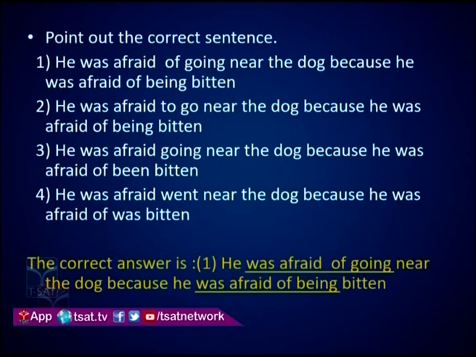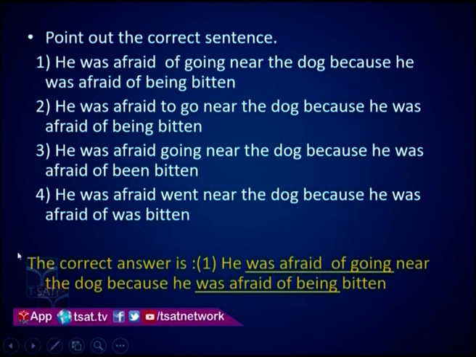Now look at the other form of questions. Point out the correct sentence. Four options are given. Out of that, three are wrong and one is correct. You have to point out which sentence is correct. First, he was afraid of going near the dog because he was afraid of being bitten. Second, he was afraid to go near the dog because he was afraid of being bitten. Third, he was afraid going near the dog because he was afraid of being bitten. Fourth, he was afraid went near the dog because he was afraid of was bitten.